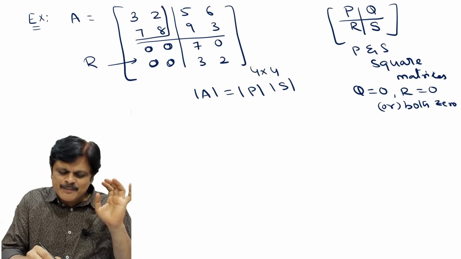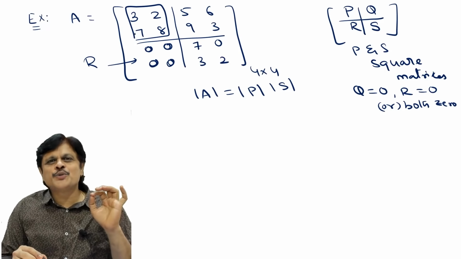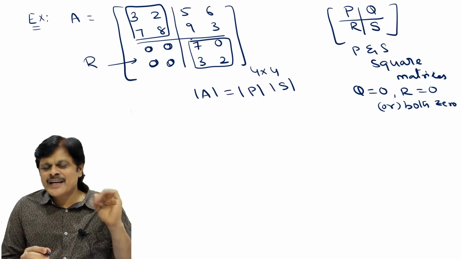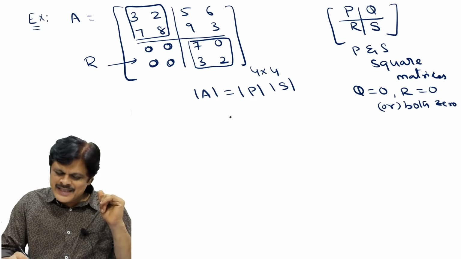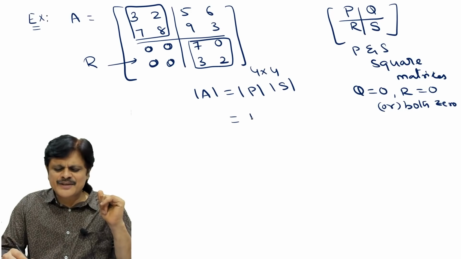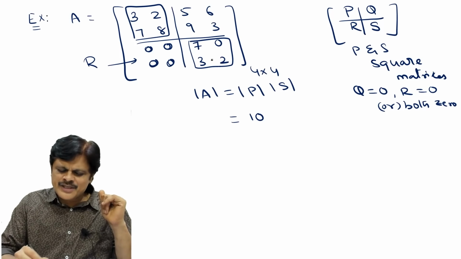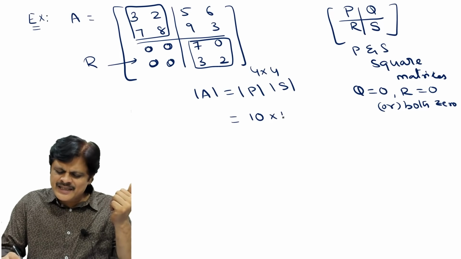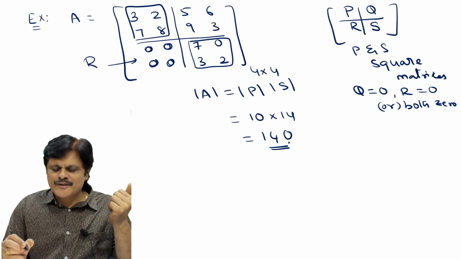Because this part is simple, you can find the determinant. It is a 2 by 2 matrix. This part is also simple, so you can get its determinant. So what is the answer? Determinant of this is 24 minus 14, which is 10. What is the determinant of this? Because it is lower triangular, 14 is the answer. So the answer for this matrix is 140.